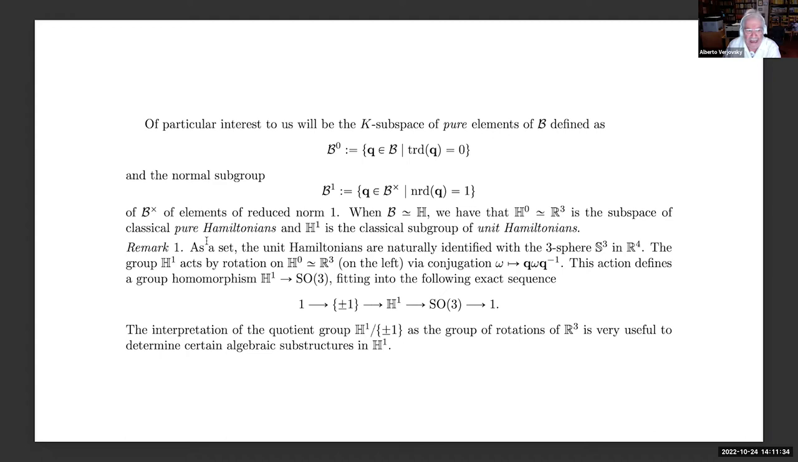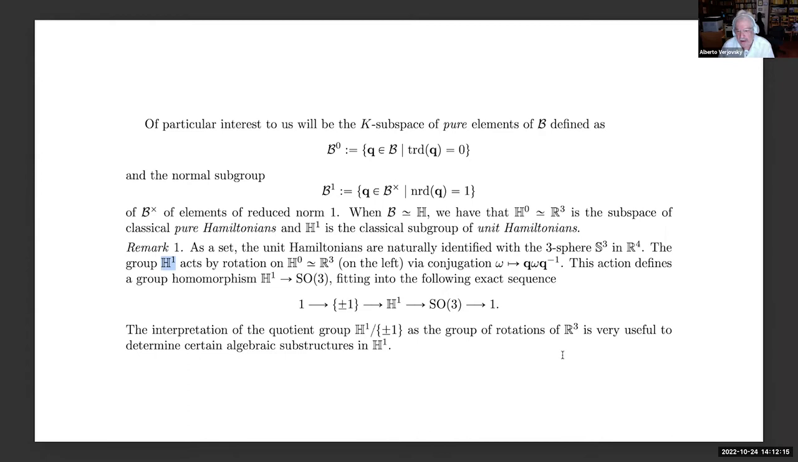And in the case of the classical Hamilton quaternions, we all know that the pure quaternions are R3, generated by i, j, and k, the pure imaginary Hamiltonians. And the set of quaternions of norm one we know is S3, and it's a group under multiplication. And of course, as a group, it's isomorphic to SU2. And the group of unit quaternions acts by rotations of this form. It's a very useful way to describe rotations and geometry.